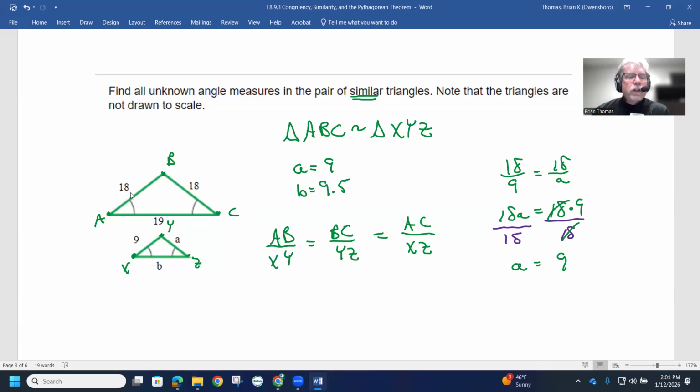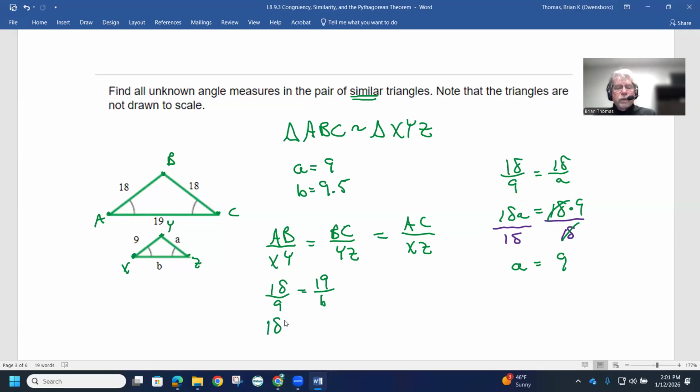Now, what I could do is set up a proportion. I could say, hey, we know this 18 over 9, that's given to us, that ratio. So these corresponding sides were known. But notice how this B would correspond to the 19. And since I went from big to small, 18 to 9, I got to go 19 to B. So 19 over B. Since we have a proportion, we can cross multiply again.